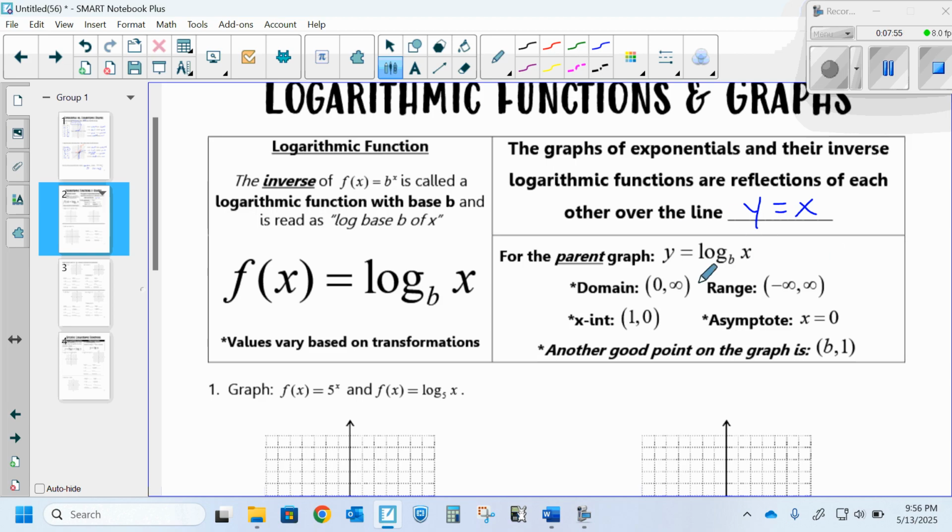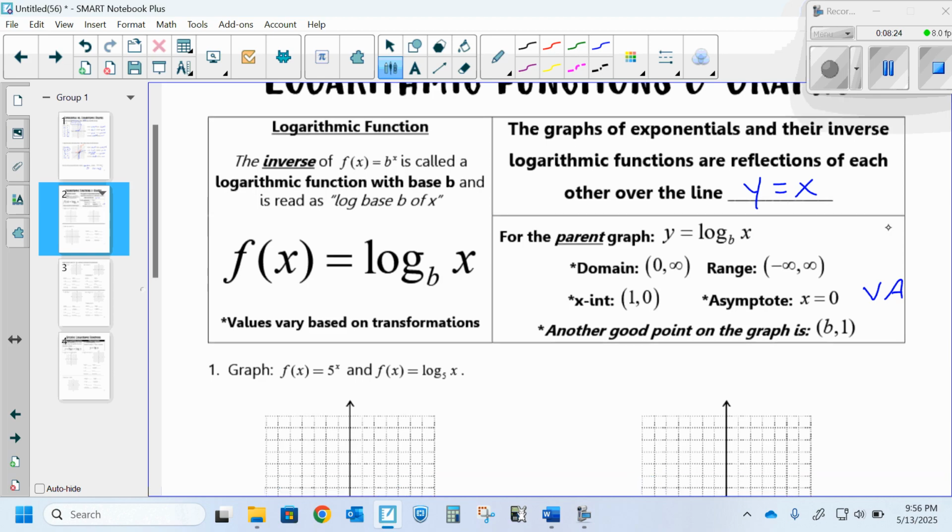So just like we did when we did exponential functions or exponential graphs, we talked about the parent graph, right? Now here, everything is flip-flopped, right? Your domain is 0 to infinity, but your range is all real numbers. You have an x-intercept, not a y-intercept. You have an asymptote. This is for the parent graph. You have a vertical asymptote, not a horizontal. And another good point is b, 1.